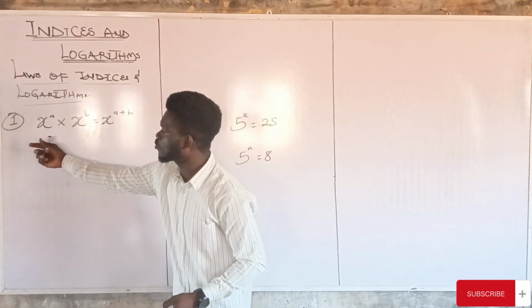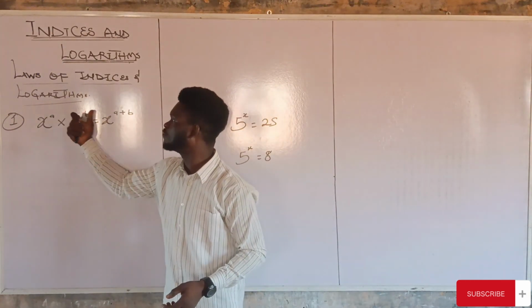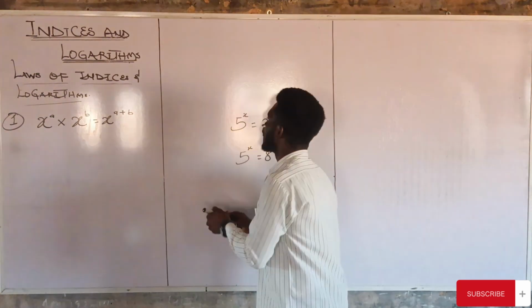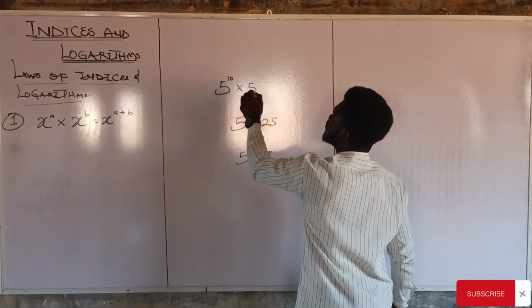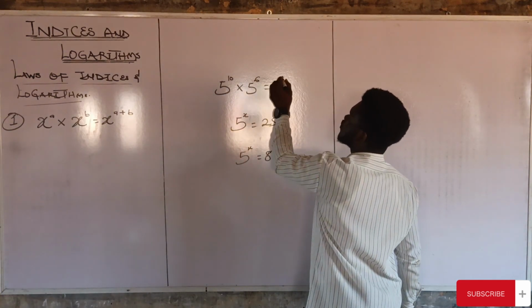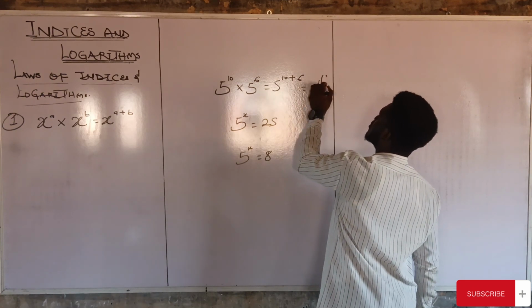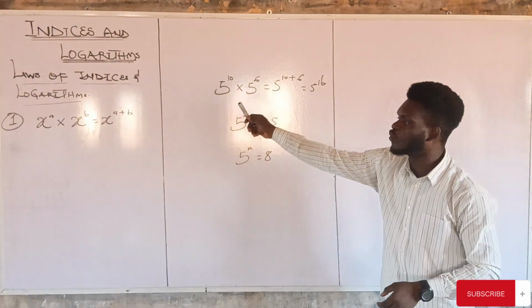This is x raised to the power of a times x raised to the power of b equals x raised to the power of a plus b. If you know this law very well, then 5 raised to the power of 10 times 5 raised to the power of 6 is 5 raised to the power of 10 plus 6, and you get 5 raised to the power of 16, summing up the powers together. This is how it works.